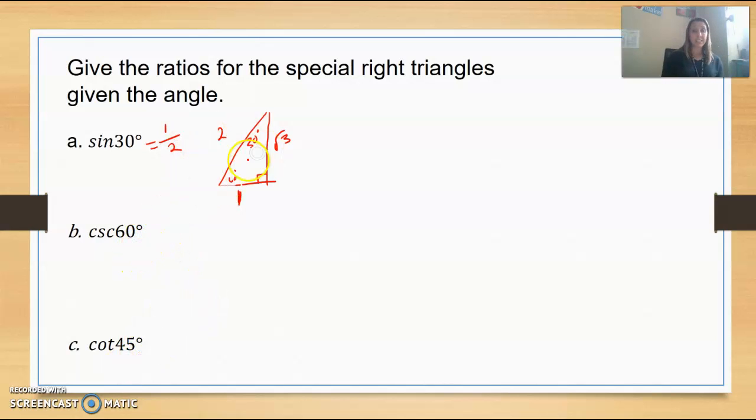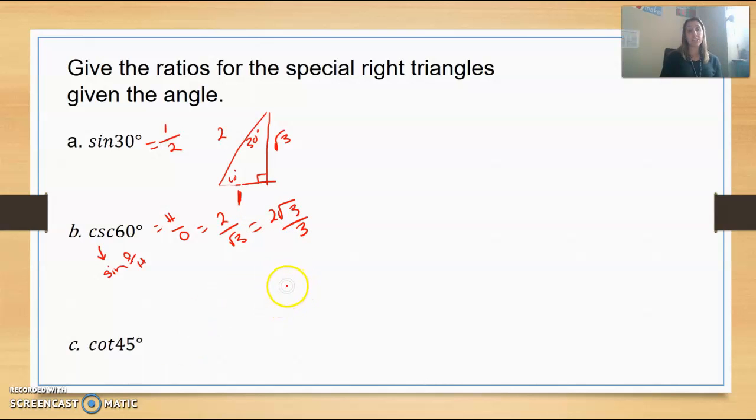This same one, this is the same triangle, but I need to find cosecant of 60. So I know that sine is opposite over hypotenuse, and I know that cosecant is the reciprocal, so this must be hypotenuse over opposite. So then I'm going to end up with the hypotenuse, which is 2, over the opposite side, which is going to be the square root of 3. So you end up with 2 times the square root of 3 over 3. And that is the final answer.